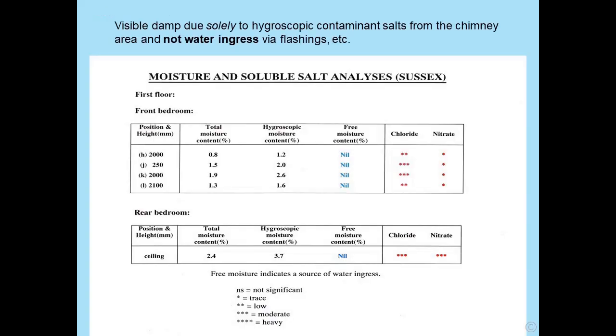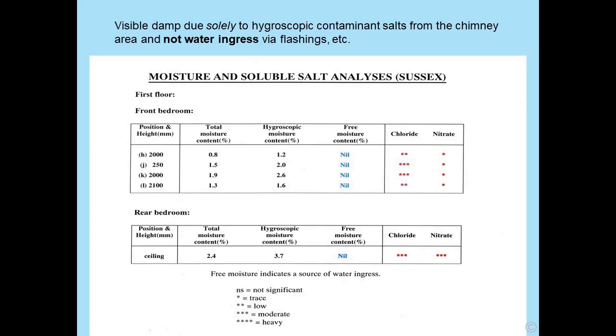So some random samples were taken, and this is what we got. Front bedroom, rear bedroom. There are more samples than this, but there we go. We have salts present in both samples, but we don't have any free moisture. Thus, there is no water ingress. The problem was the salt contamination around the chimney breast. Where did it come from? Long-term burning of fossil fuels. And this salt had migrated from the masonry around the chimney breast into the finishes.